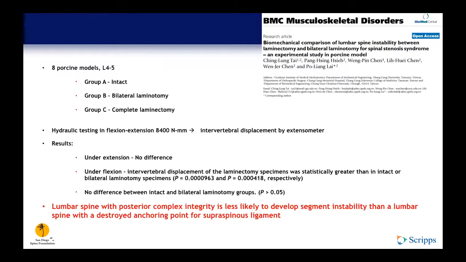When you look at the biomechanical aspect of it, this study looks at 8 porcine models. They did an L4, L5 laminotomy versus a complete laminectomy, and they did hydraulic testing in flexion and extension. What they found was that under extension, there was no difference, but under flexion, the intervertebral displacement of the laminectomy specimens was greater than those that had the bilateral laminotomy. So they concluded in this small study, theoretically, that the lumbar spine that has an intact posterior ligamentous complex is less likely to develop any sort of segmental instability at the level that had the laminotomy.